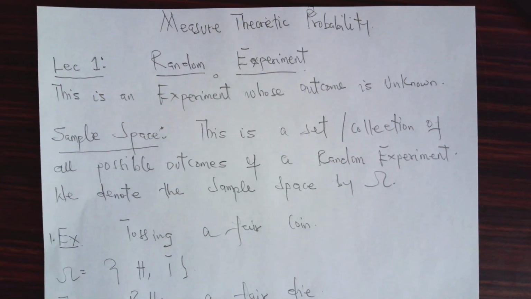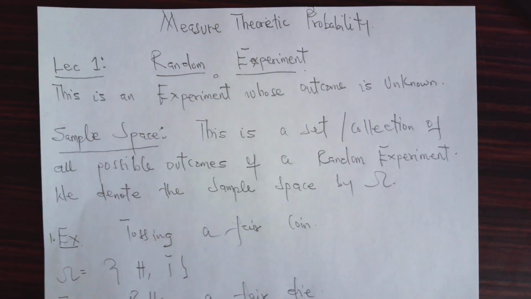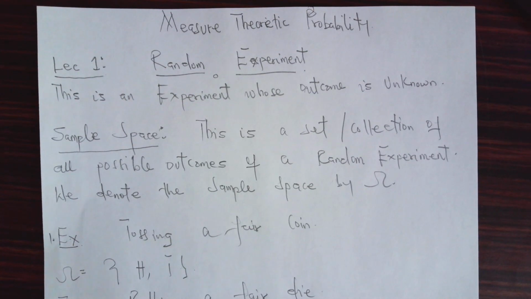We will be interested in modeling random experiments. What do we mean by a random experiment? This is an experiment whose outcome is unknown. And to model this kind of experiment, you need to know the sample space involved. This word is kind of scientific, so what do we mean by sample space? The sample space is the set or collection of all possible outcomes of a random experiment. We denote that by omega.